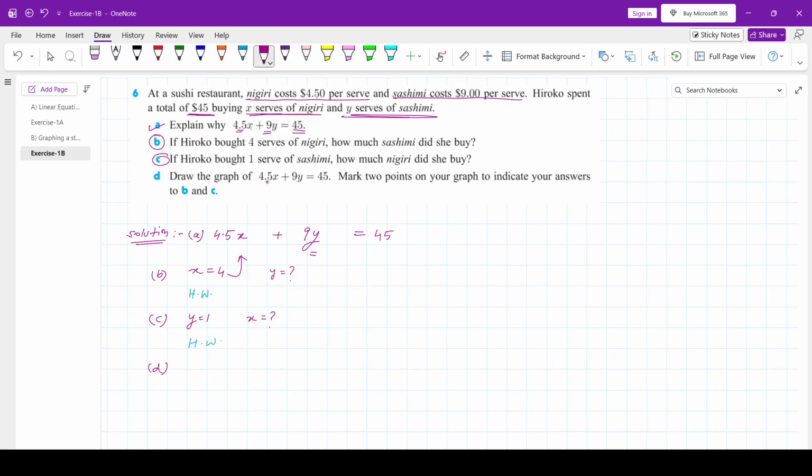Part D says, draw the graph of this equation, mark 2 points on your graph to indicate your answers to B and C. So using this equation, you can also draw the graph. You have to mark 2 points on your graph to indicate your answer. These 2 points will be whatever value you get for Y over here, that will be for part B. You have to plot that value on the graph in D. Similarly, in part C, you will get some value of X, and you will also plot this point on the chart. This is also your homework.